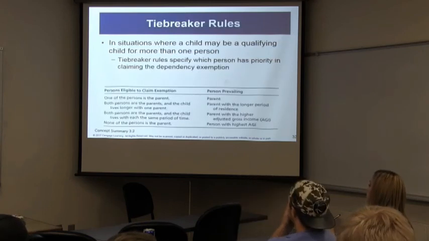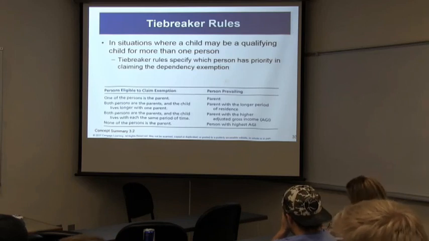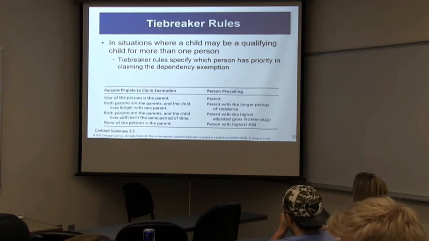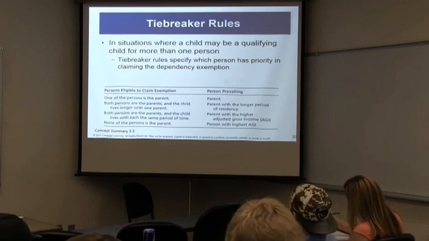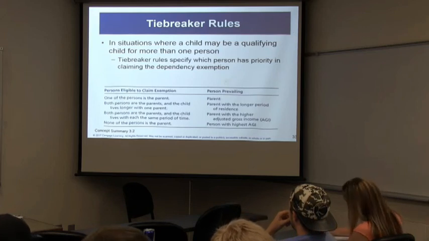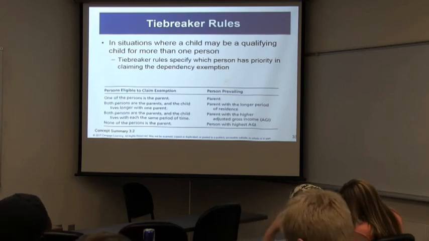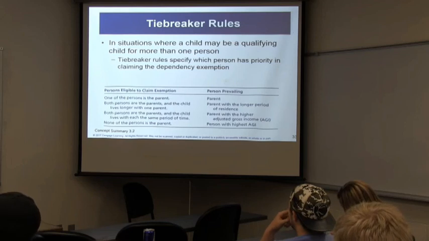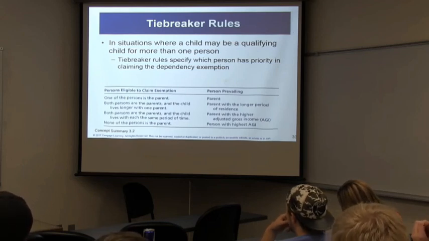Okay, this is on slide 33. It's also on page 313 of your book in Concept Summary 3.2. These are some tiebreaker rules for kids in a divorce situation. Or it's basically just where you, not necessarily a divorce, but where you have more than one person that could claim that person as dependent. So it could actually be grandparents that are trying to get custody, something like that.